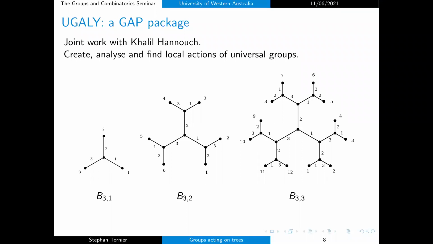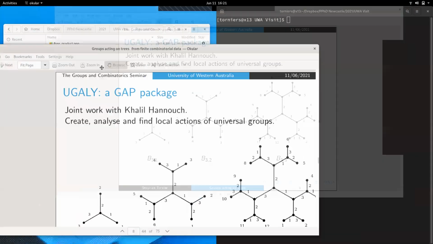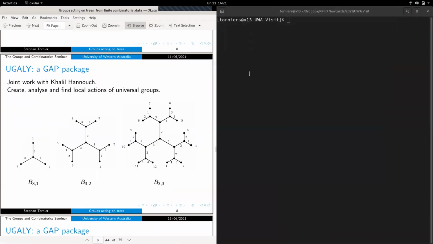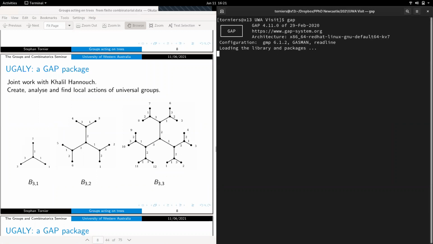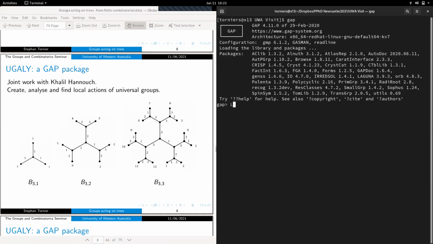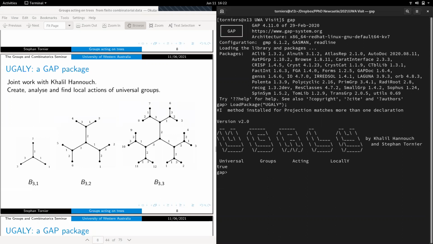So let me show you how that works. You can still see the permutation here. Now I have a terminal, we can see that too. So I'm in GAP now and I can load this package. It's called Ugali, by the way. Yeah, I've recently switched from a Swiss keyboard layout to a US keyboard layout, and that means brackets are multiplication signs. So we're up to version 2 now.